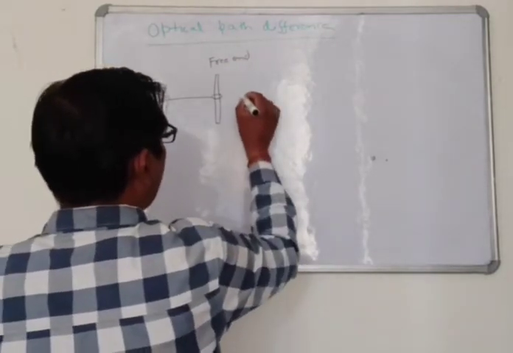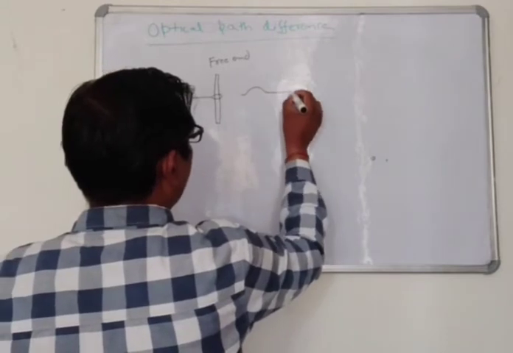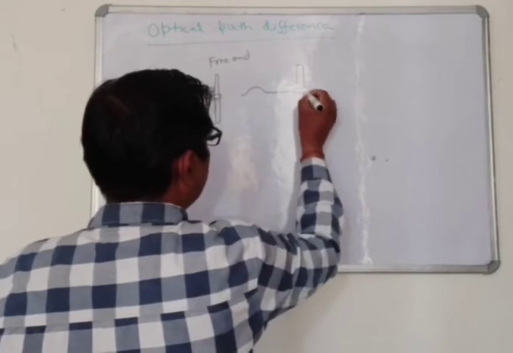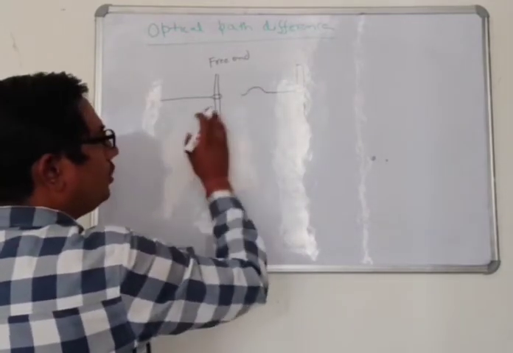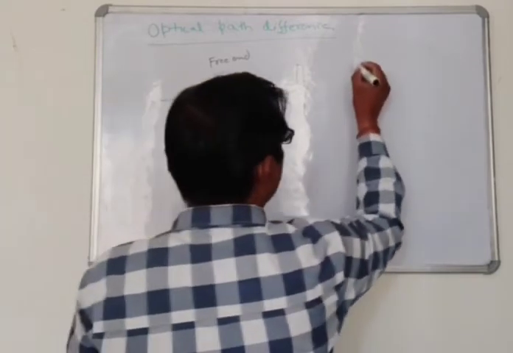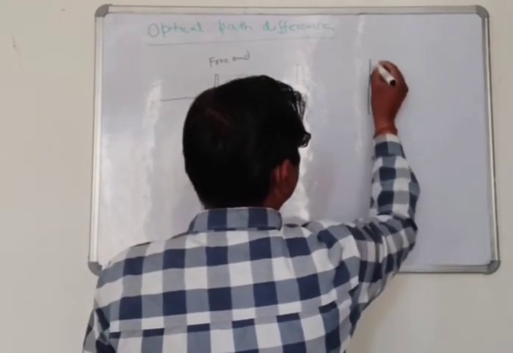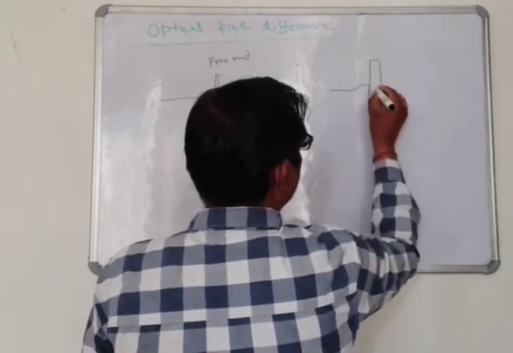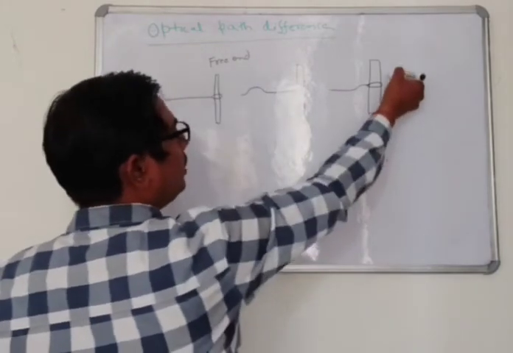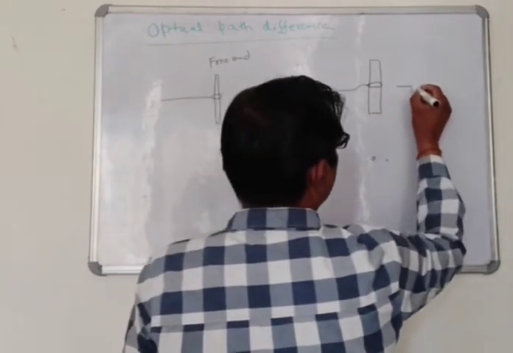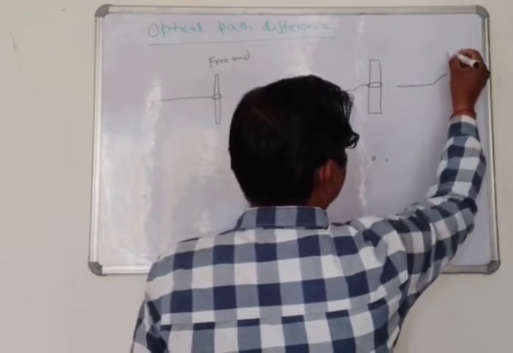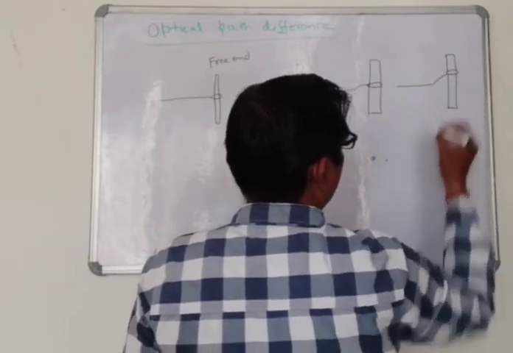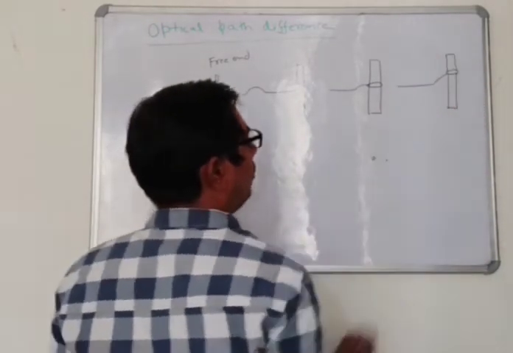Now you will generate a pulse of wave. In case of a free end, what will happen? This pulse will move in the forward direction like that, and once it comes here, because the ring is free, it moves upward. Here you can see the ring has moved upward like that.